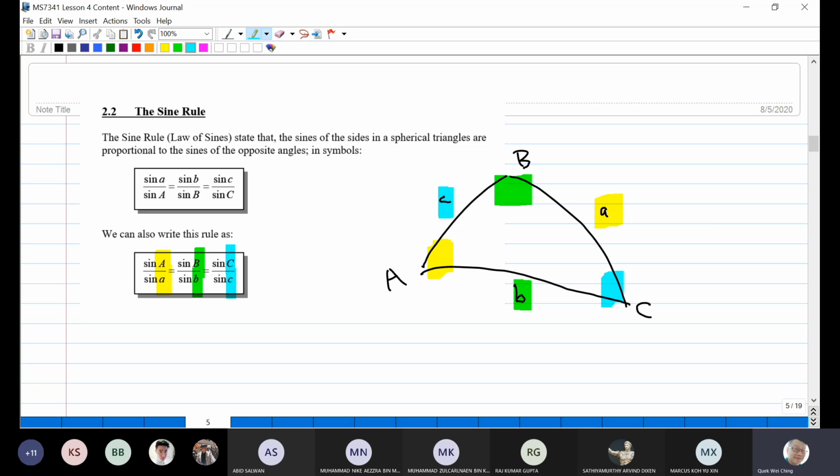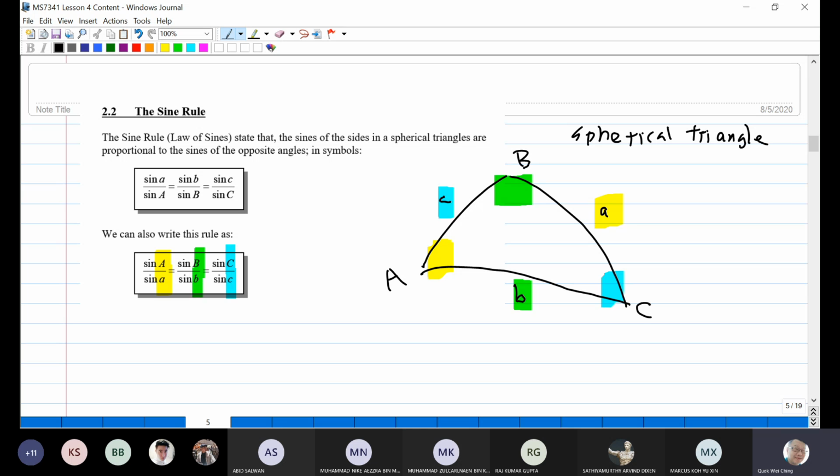So make sure that you have a spherical triangle here. This spherical triangle need not have a 90 degree angle, it can be any angle. There is no specific requirement like Napier's rules, where you specifically have 90 degrees. So for a spherical triangle, you have this ratio.